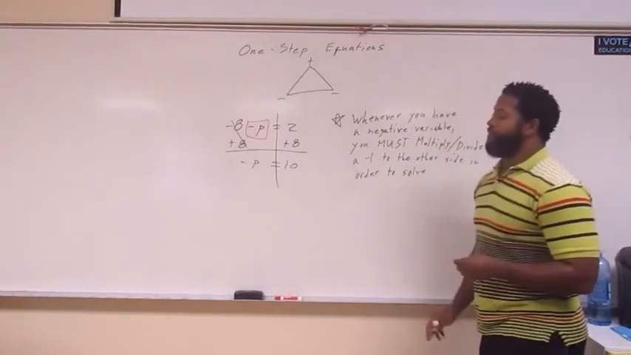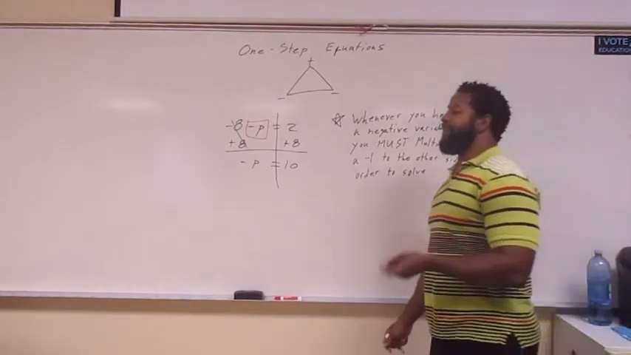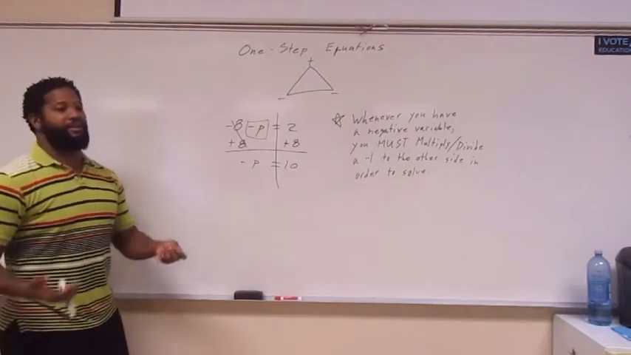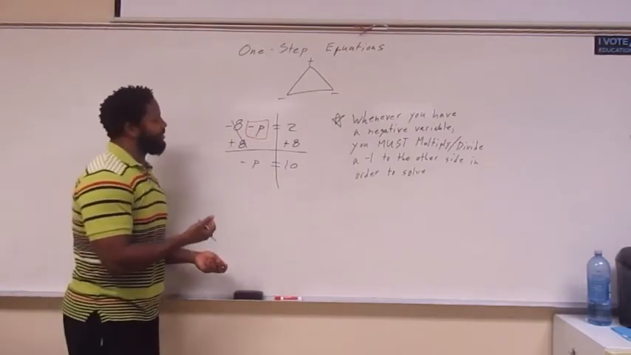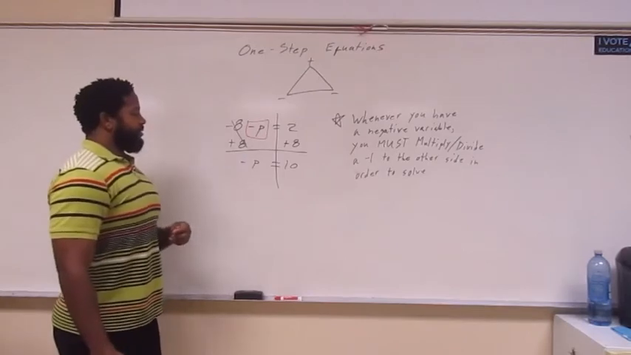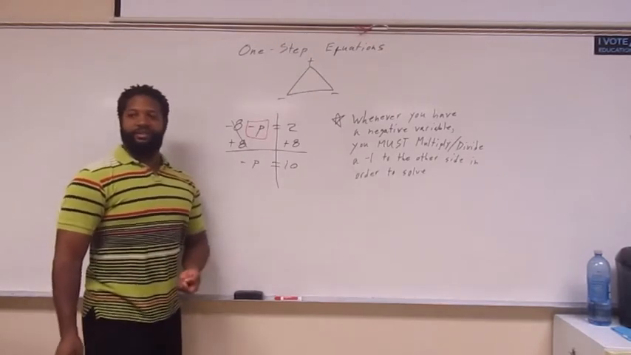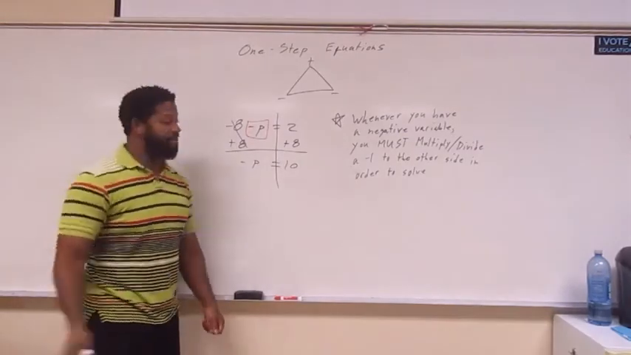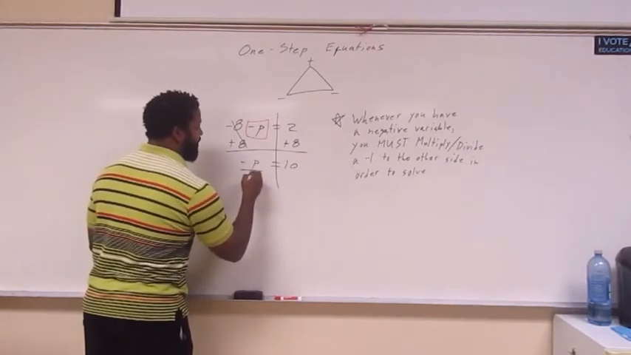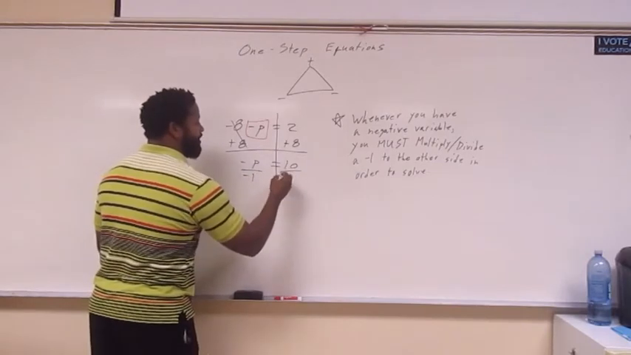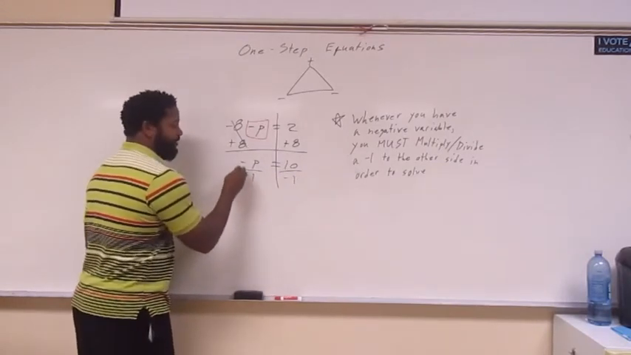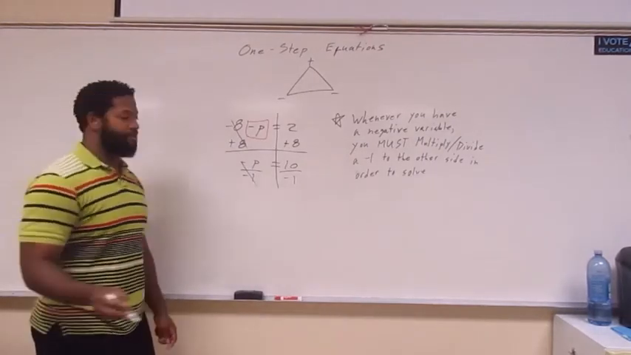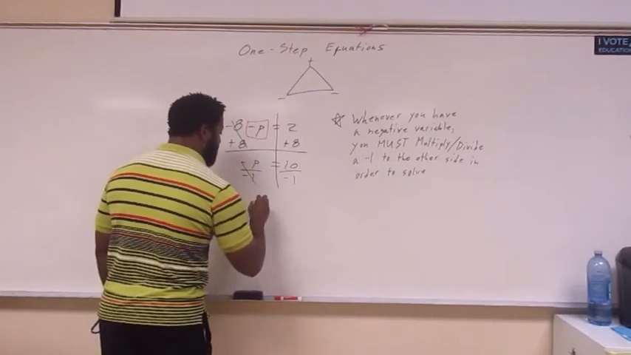Okay? You multiply or divide a -1 to the other side in order to solve. Usually people in this type of situation just divide a -1 to the other side, but you can multiply a -1 to the other side. It doesn't matter. It's your choice, okay? So if we divide a -1, what you do on one side, you do to the other. The negative and the negative cancel each other out, leaving the p by itself to be a positive.